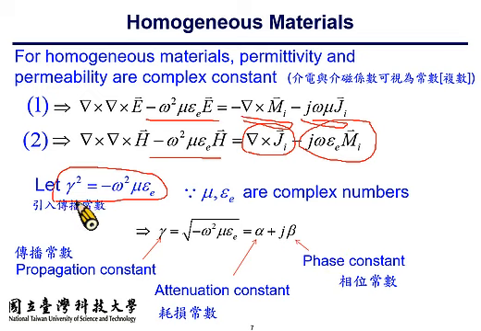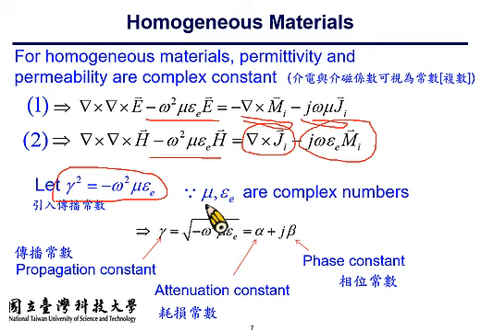Now, let's go back to the propagation constant. Let me spend a few seconds to discuss the propagation constant gamma. As you can see, it has omega squared, which is the result of time differentiation, and the material properties mu and epsilon.